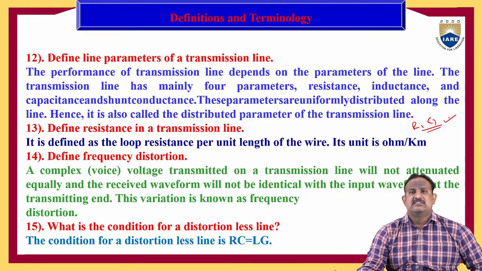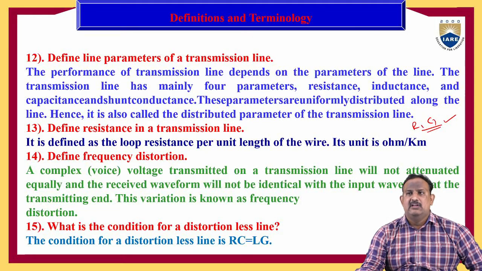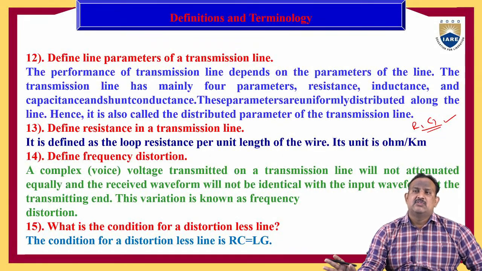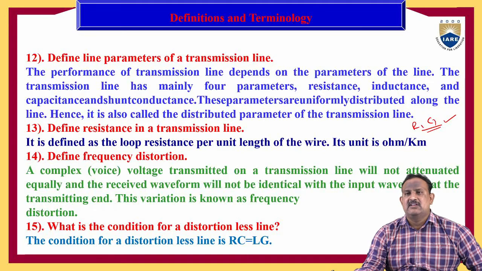Define frequency distortion. A complex or voice voltage transmitted on a transmission line will not be attenuated equally, and the received waveform will not be identical with the input waveform at the transmitting end. This variation is known as frequency distortion. When we transmit information, the different frequency signals may be received at the receiver with different attenuation. This is known as frequency distortion.